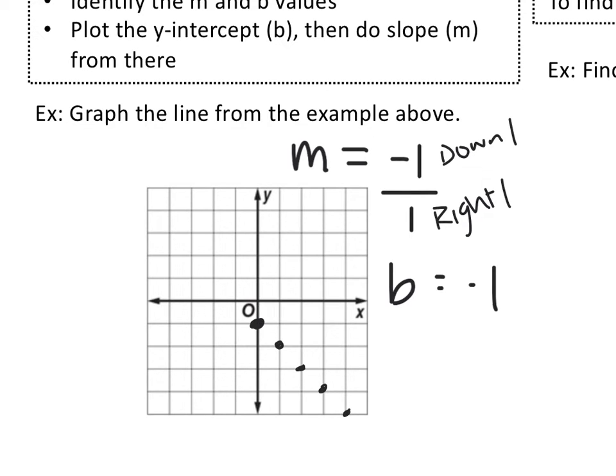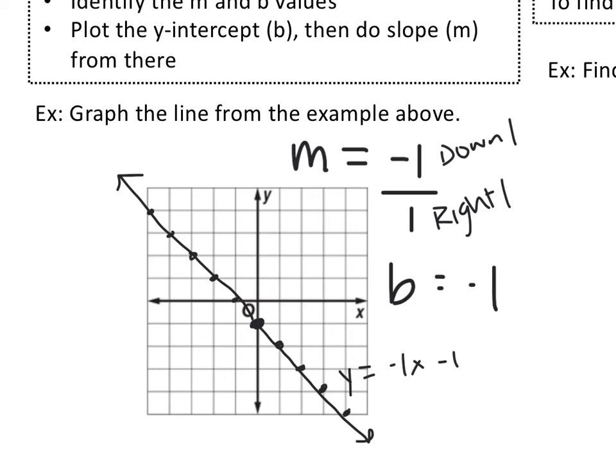Now, you're going to follow that trend, but you could also go up 1, left 1 to keep getting more points. The more points you do, the more accurate your line will end up being. So then you would draw your line through there. Obviously, it's hard to do on a screen, so make yours with a ruler, make it perfectly straight, and then you'd want to label it: y equals -1x minus 1.